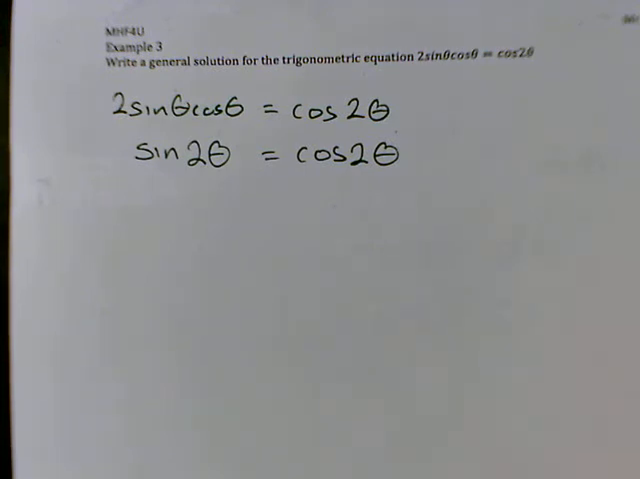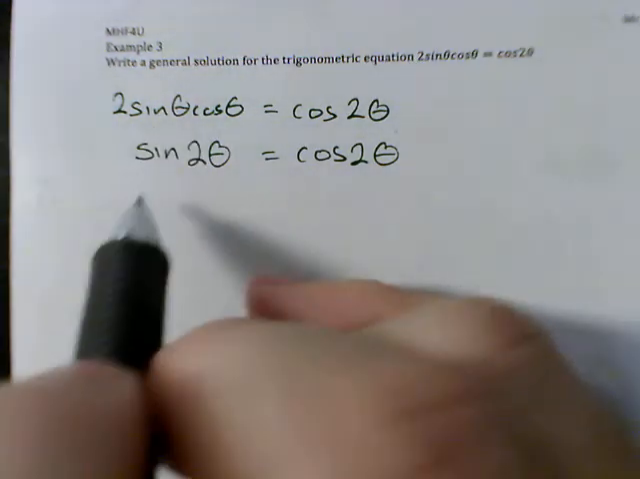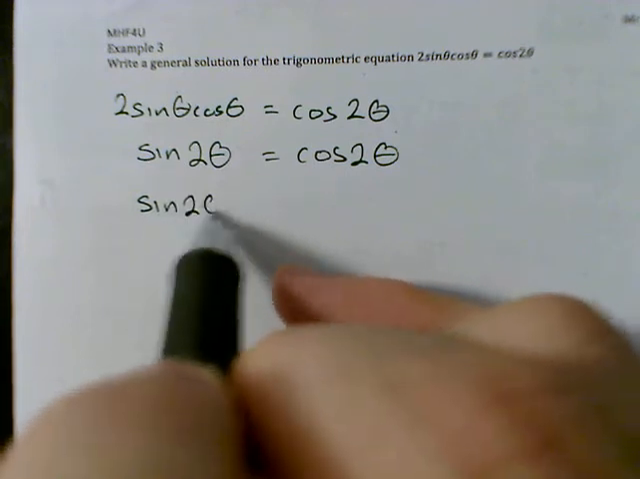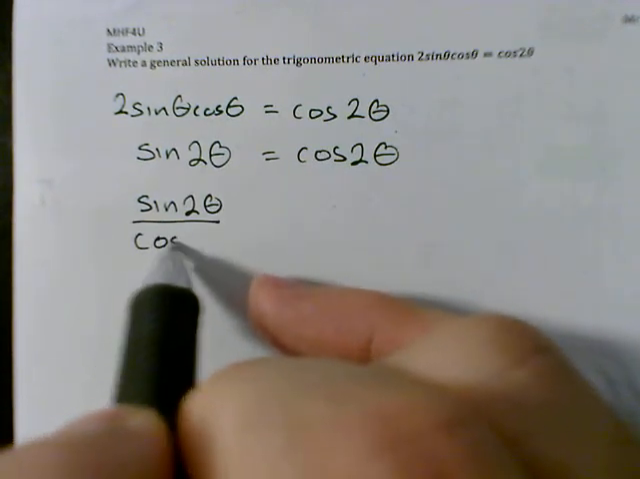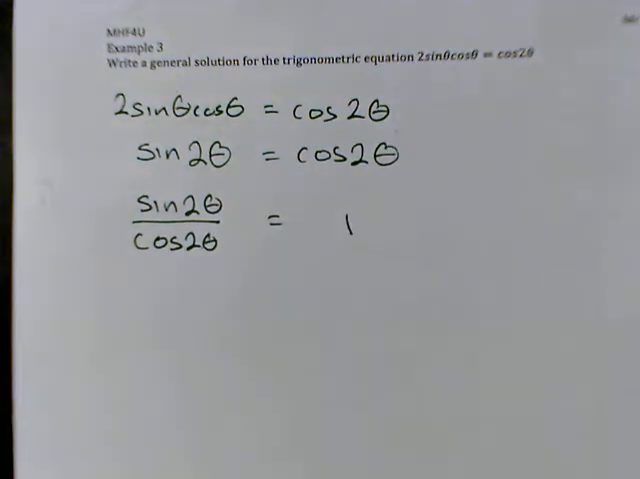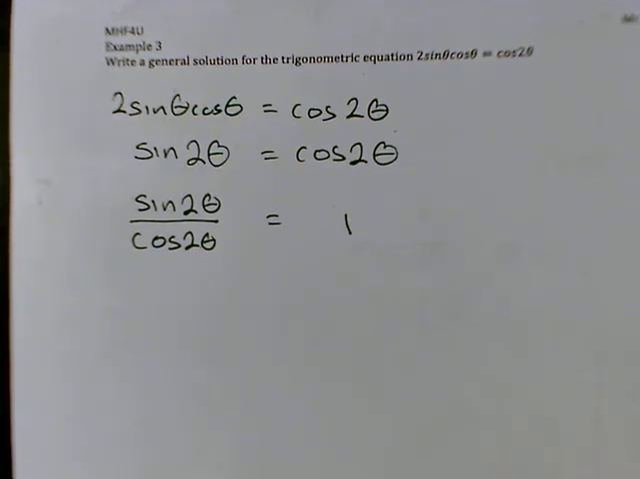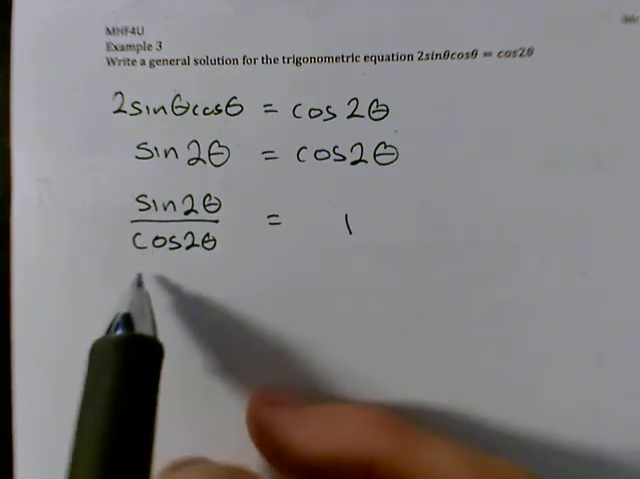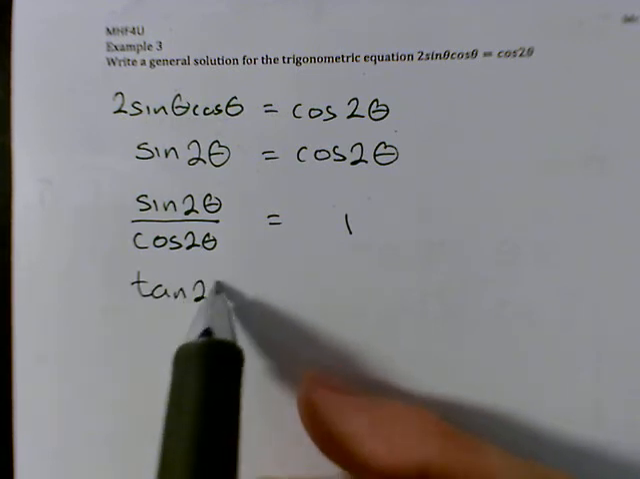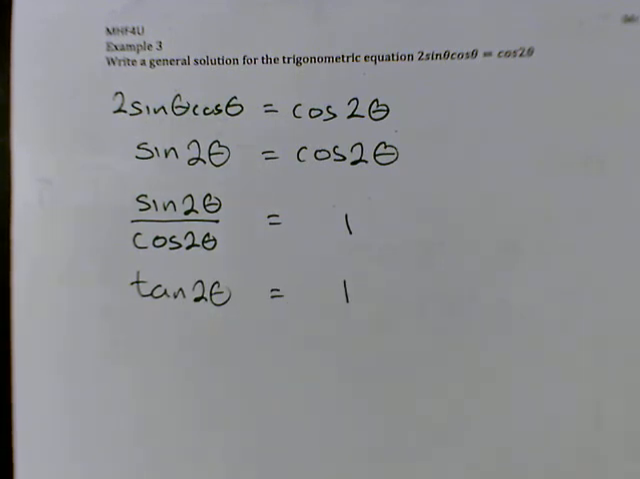And now, remember, this is not trig identities per se. This is an equation, and I'm trying to solve it. So I'm going to bring cosine to the left side by dividing both sides by cosine 2 theta. Remember, this isn't an identity. I can do this. It's an equation question. I'm trying to solve it. I'm not trying to prove it. I'm going to rewrite this as tangent 2 theta equals 1.